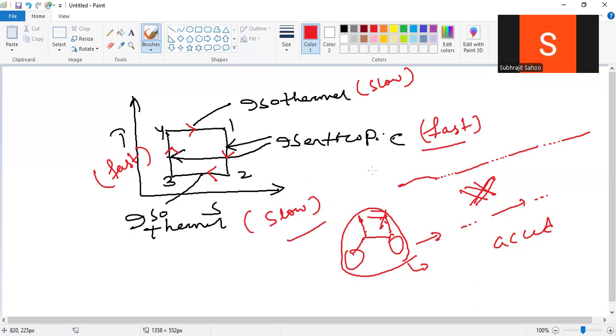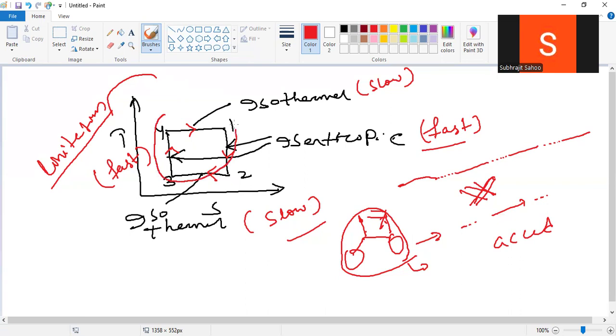Again, a fast process followed by a slow process is practically not possible here. So this is the biggest limitation of the reversed Carnot cycle. This is one of the biggest limitations. Sir, what is the limitation of the Carnot cycle? Why is it not used practically? Because it consists of such processes.